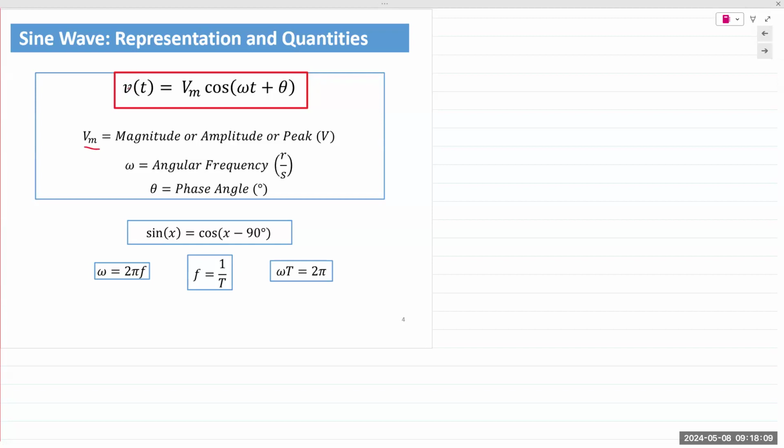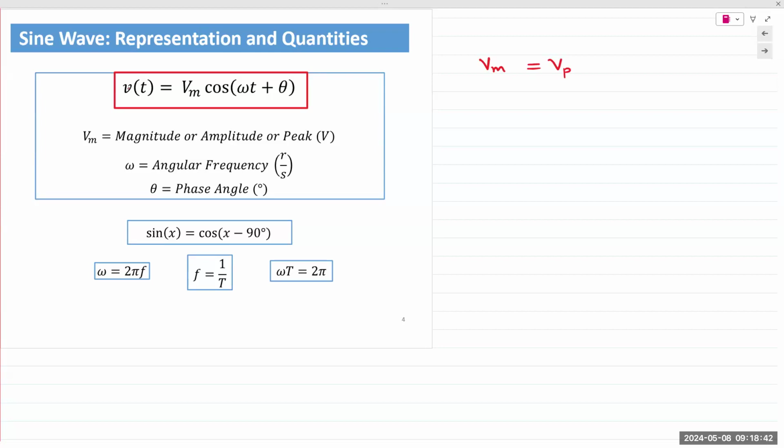The first one describes the magnitude or the amplitude or the peak value of this waveform. The subscript m comes from magnitude. Typically, you would also see VP or IP, so Vm would be equal to Vp. P stands for peak. It's basically the value of the waveform on the y-axis.